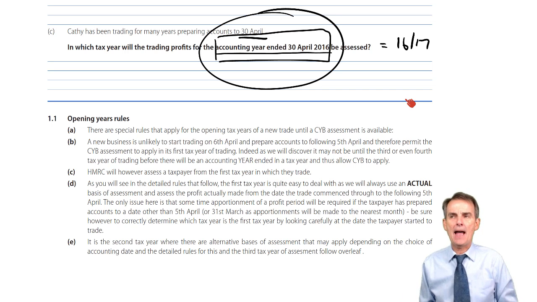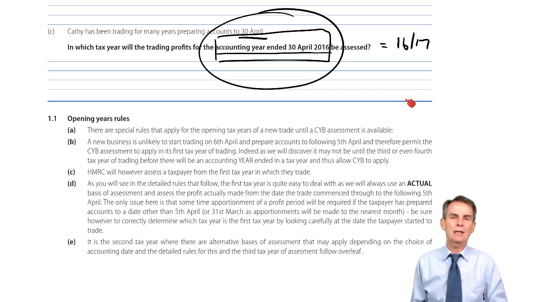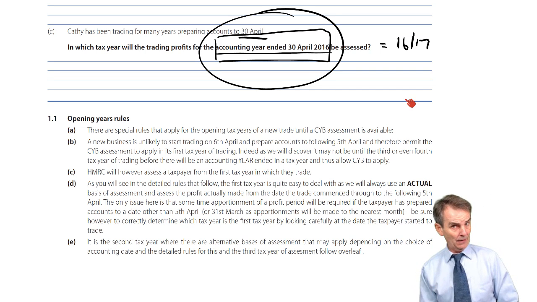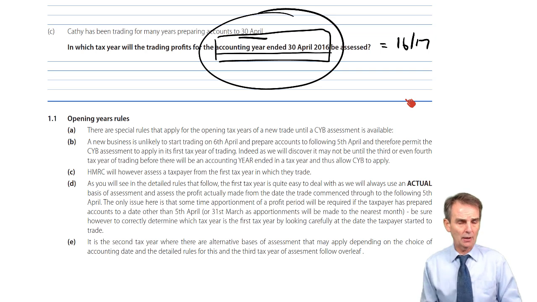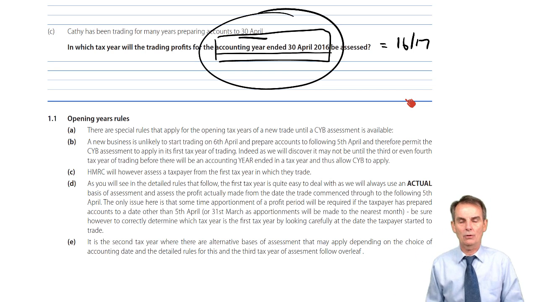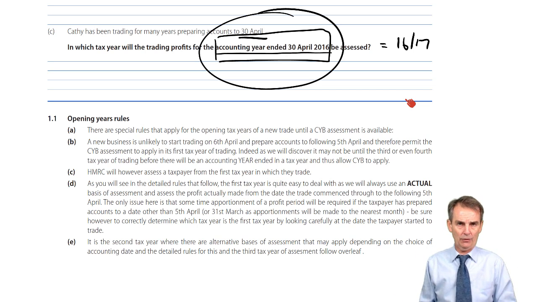And that means that we are going to be looking, of course, to use current year basis, the normal basis of assessment, as soon as is possible. Well, unless you start on the 6th of April and prepare accounts to the 5th of April, CYB is not going to be available in the first tax year in which you've traded. And depending on what start date and what accounting date you have chosen, it could be the second, it could be the third, it could be even the fourth tax year before a valid current year basis is available to be used. And from that point onwards, we will use CYB until we hit the problem of the final tax year when we deal with closing years, of course.